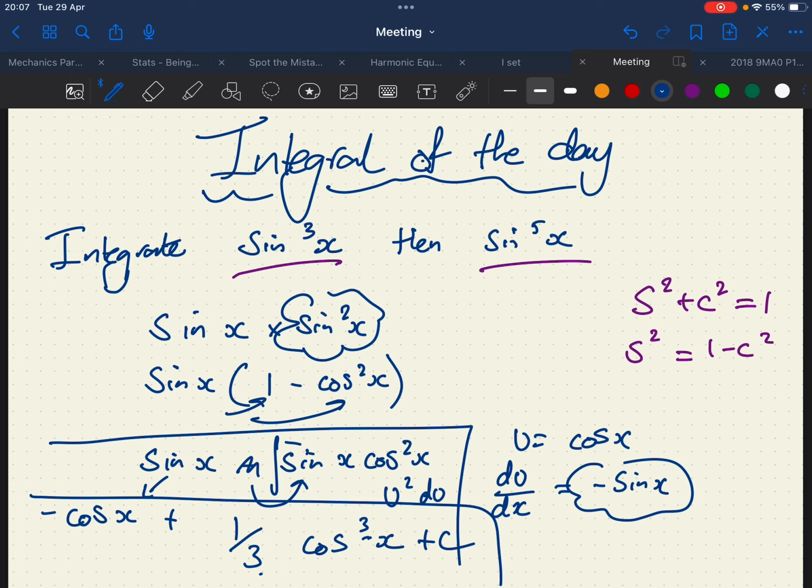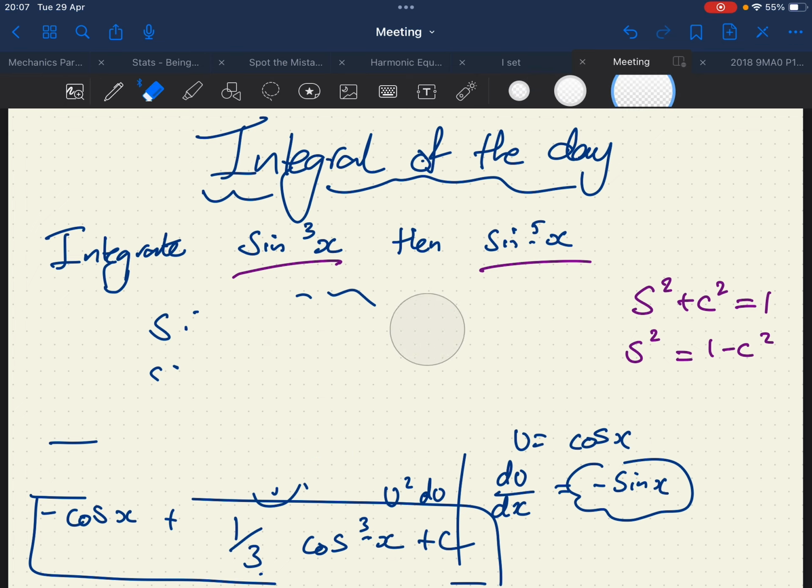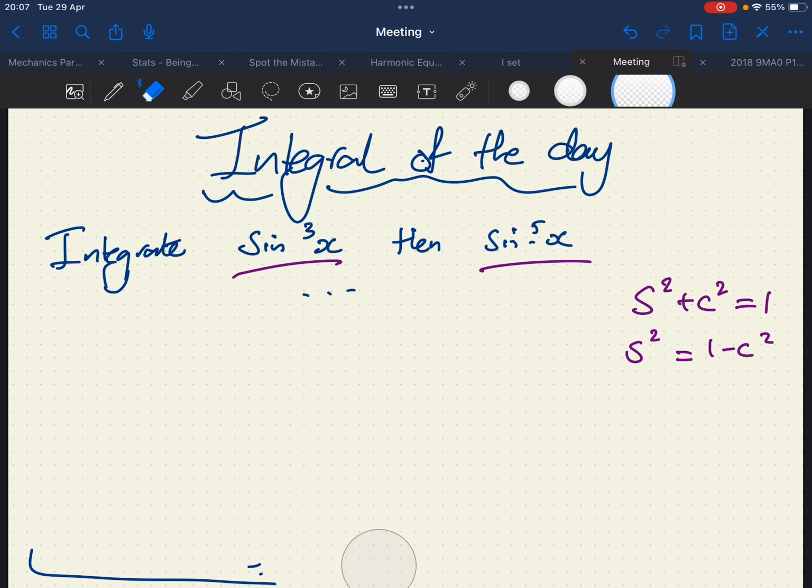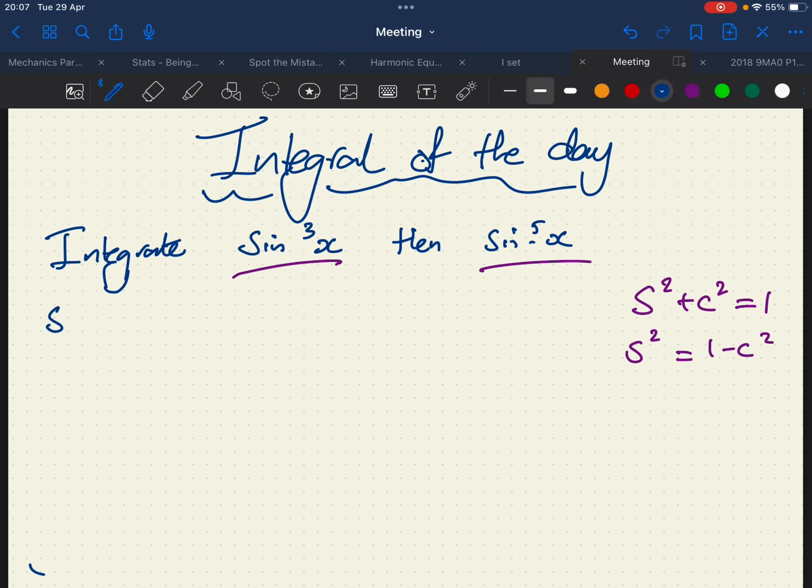So we're going to do the next one. We're going to do sine to the power of 5, and we're going to show that the same thing can be done there. So our strategy is going to be that we break it up into a 4 and a 1. We want to leave just 1 over. Let's do that now then. Sine to the power of 5, I'm going to rewrite as sine to the power of 4 x times sine x.